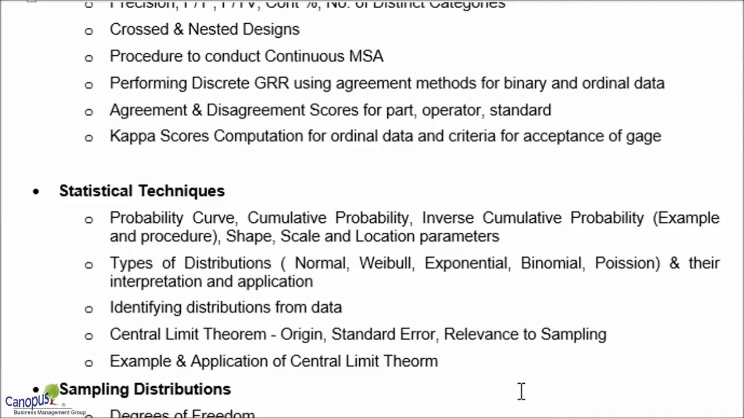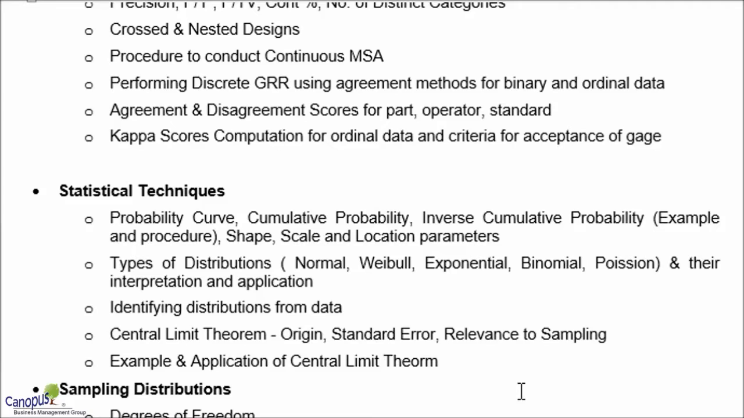We're going to talk about probability curves, different concepts of probability, and how you can apply them. We're going to talk about shape, scale and location parameters, and different types of distributions: normal, Weibull, exponential, binomial, Poisson and other distributions. Where do you apply them? If there are questions asked about these distributions, not theoretical questions but problems relating to probability, relating to the percentage of area covered under the curve and so on, how do you solve those problems in practical scenarios? We're going to take examples and deal with it.